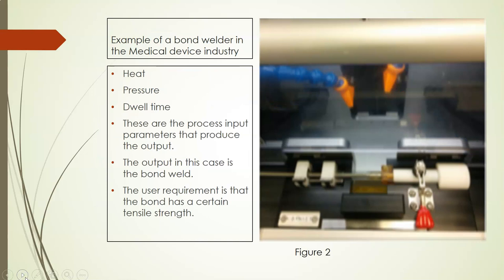Here is an example of a bond welder that is used in the medical device industry to join two pieces of plastic together. What is needed to complete the process? Heat, pressure applied by the jaws of the bonder, and a dwell time to allow the process to occur. These three variables, which are our process parameter inputs, will produce an output. In this case, the output is a bond with a certain tensile strength.